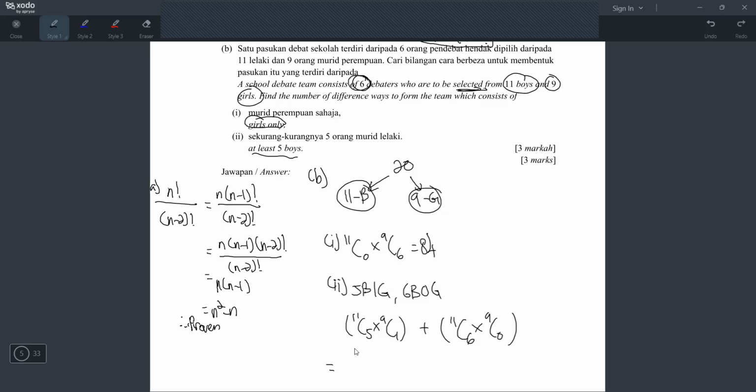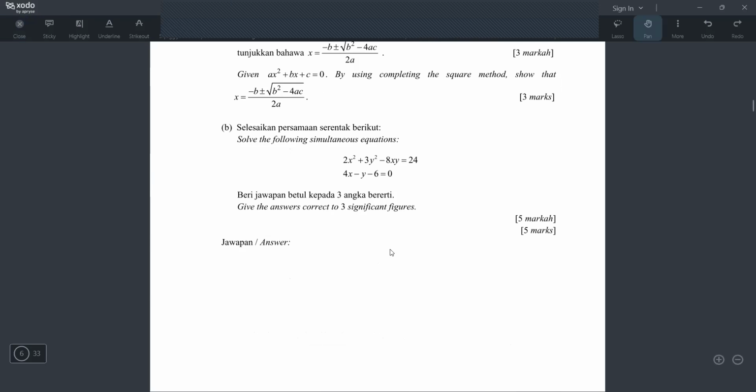Let me press my calculator. 11C5 times 9C1 plus 11C6 times 9C0. All right, my calculator gives me 4620. So that should be the final answer. All right, hope you understand. Let's write nicely. Okay, done already. Let's continue.